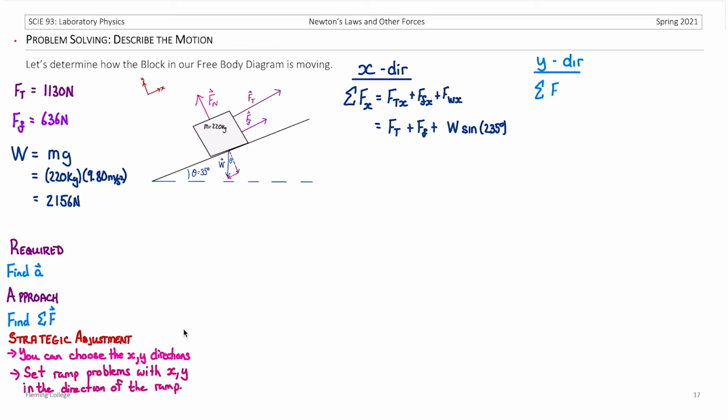Again, we're looking for the net force, and that's going to be the force normal's component in the y direction, and it's going to be the force of weight's component in the y direction. And again, because of our strategic setup, we know that the force normal is entirely in the y direction, and the force of weight magnitude times the cosine of 235 degrees will represent the y component.